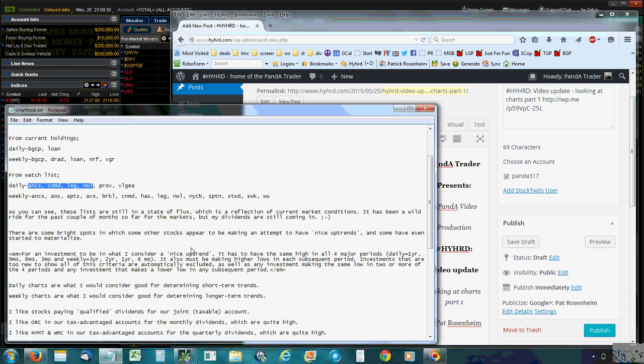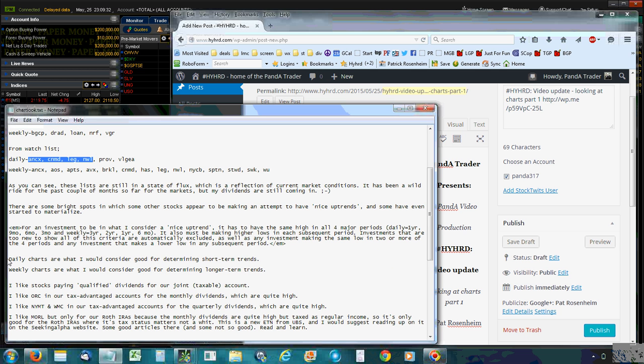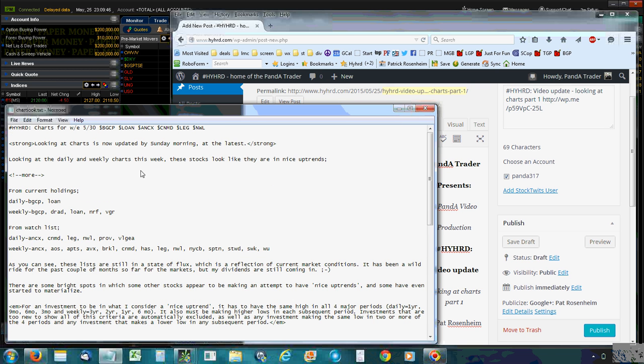What I like to see is the daily charts. I consider that good for determining short-term trends. The weekly charts, good for determining longer-term trends. And now, without any further ado, I'm going to close this because this has already been done. And I just transpose the information from one to the other.